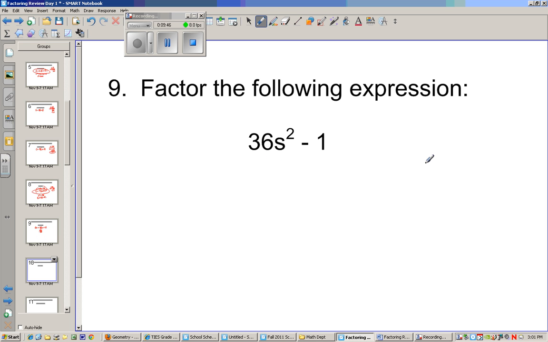36s squared minus 1. Can you pause the video and write down the answer? This would be 6s plus 1 and then 6s minus 1 using our shortcut, taking the square root and doing an addition and subtraction sign.